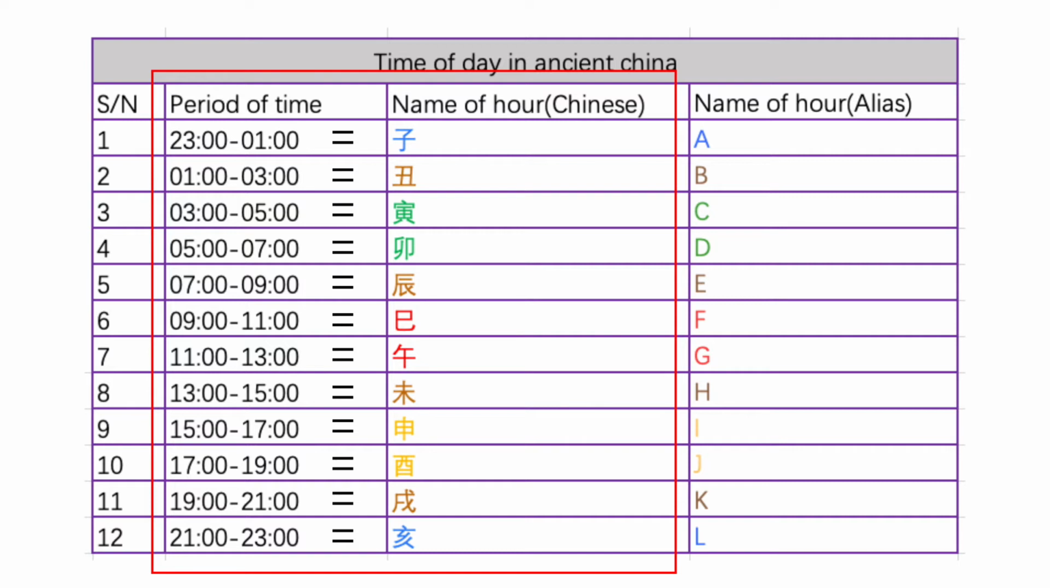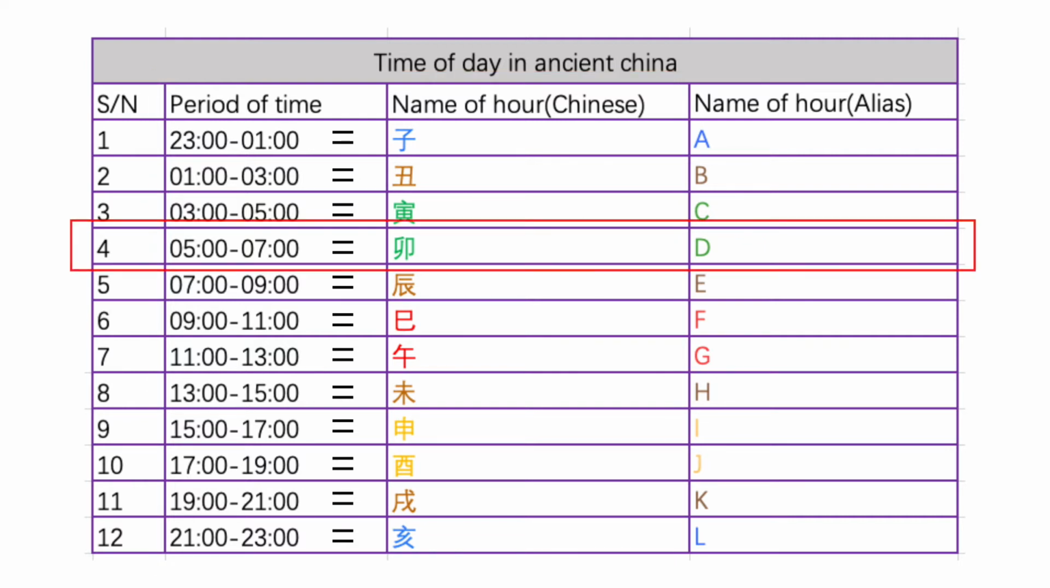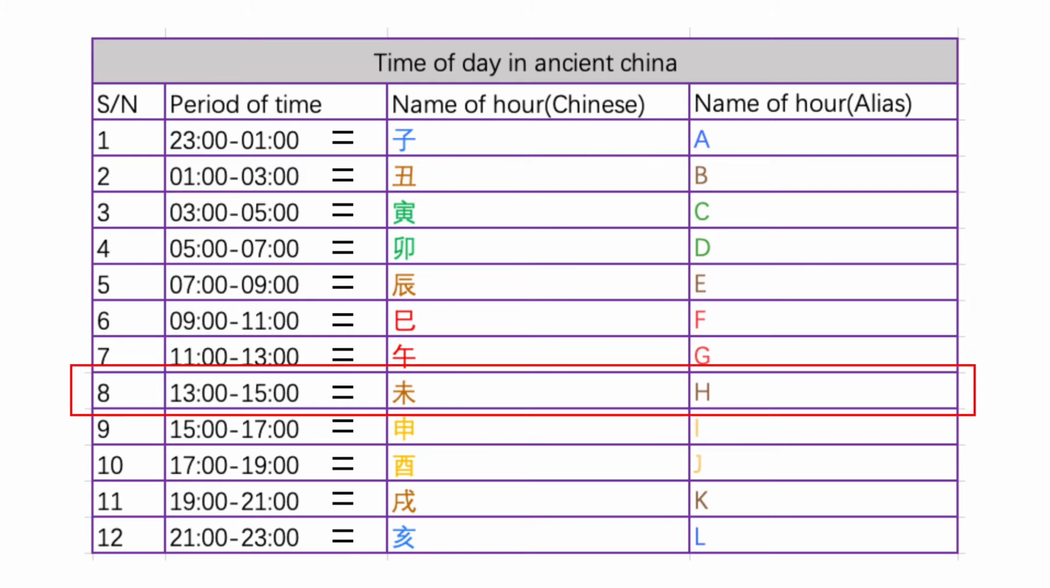In ancient China, a day was divided into 12 hours, and each hour was named after the 12 terrestrial branches. This table shows which 2 hours of modern time correspond to each hour of ancient time. For example, our modern 5 o'clock AM to 7 o'clock AM was called Mao hour in ancient China. Our modern 1 o'clock PM to 3 o'clock PM was called Wei hour.